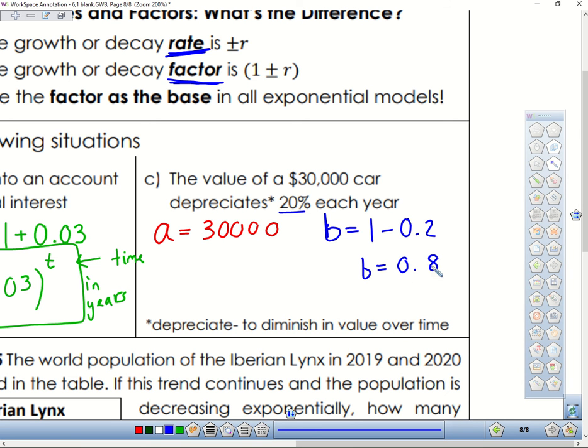The best way I can explain why it's 0.8 is because if your car is losing 20% of its value, what percent of its value is left? 80% of its value. That's why we use that. So it's going to be y equals your A value times your B value to the exponent t, time. And in this case, time is represented in what context here? Years. Okay.